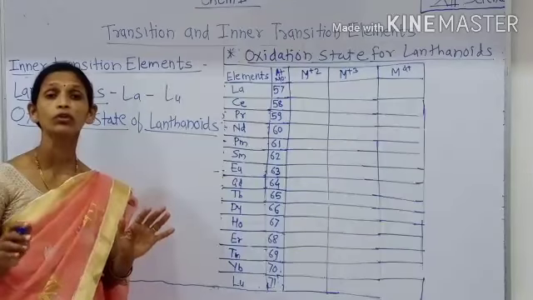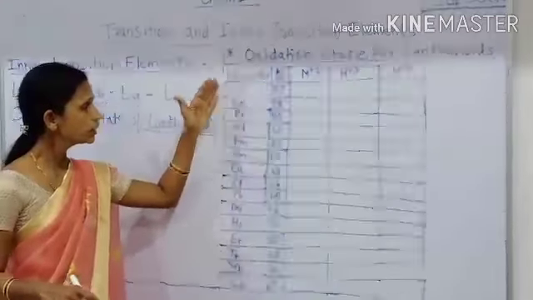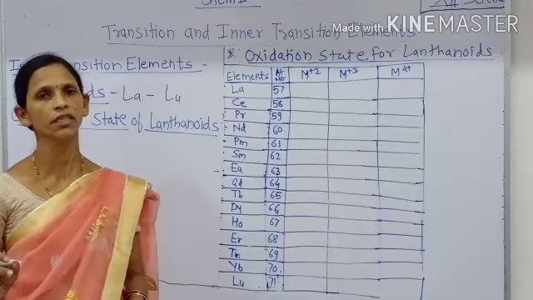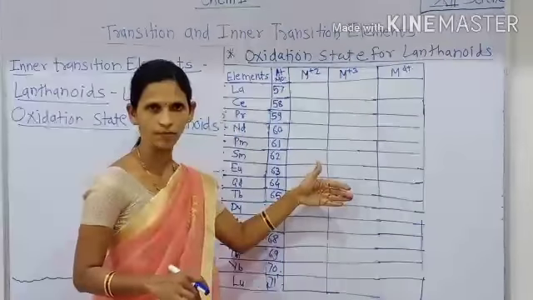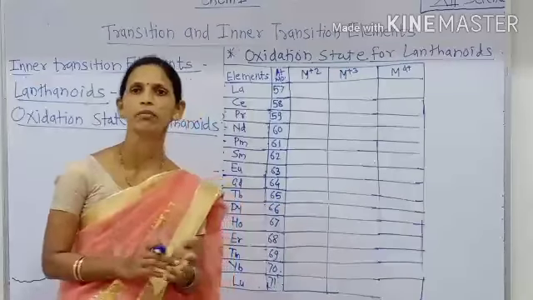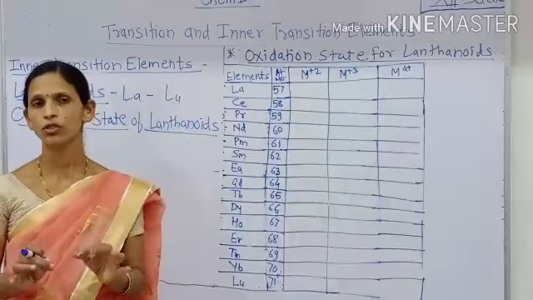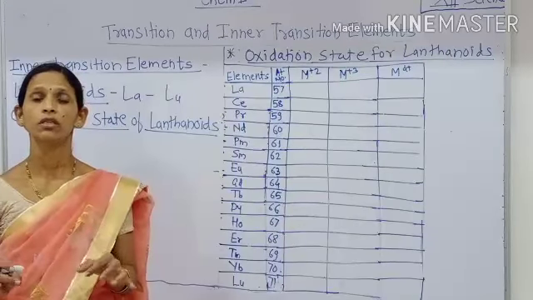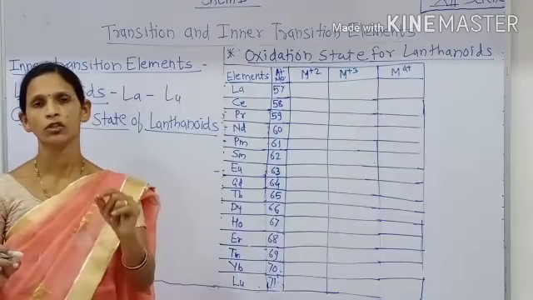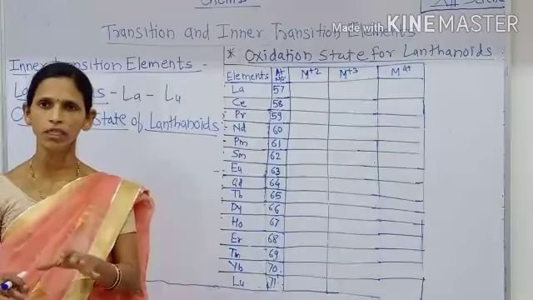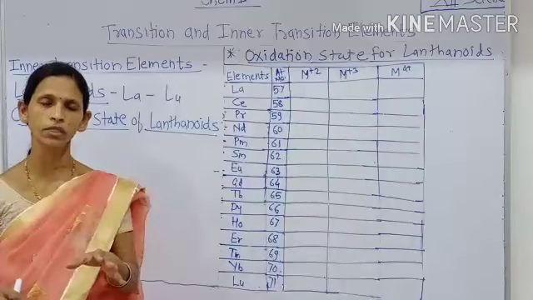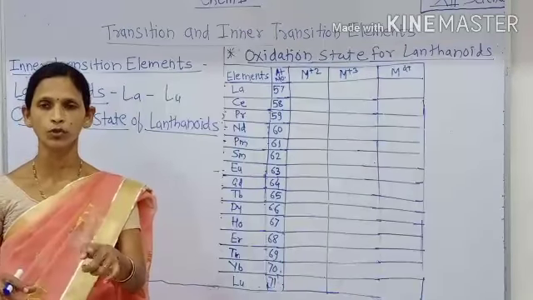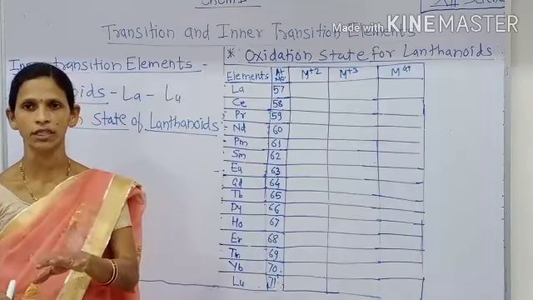First of all, I am going to clarify that the common oxidation states of lanthanoids are +3 and +2, which are the most stable oxidation states shown by the lanthanoids. That means lanthanoids form stable compounds in their +2 and +3 oxidation states.